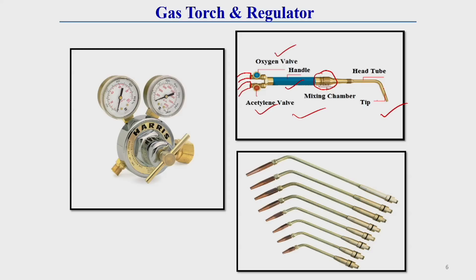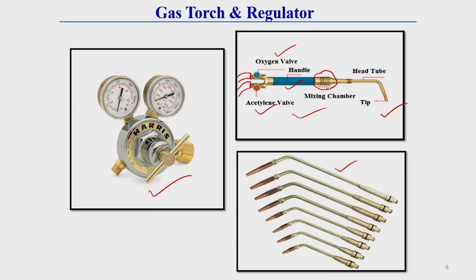Here you see the head of the nozzle, and there can be different types of nozzle. Here you see different sizes of nozzle. Depending on our requirement, we can use a different size of nozzle. The nozzle tip diameter varies depending on its size. As per our requirement we can use different sizes of nozzle, and this is called the gas regulator.